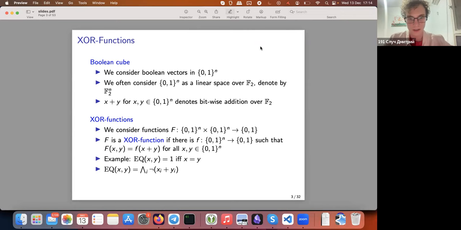One such function is equality, that is, a function which takes two arguments and is equal to 1 if the arguments are bitwise equal, and it can be expressed as a XOR function. It can be expressed as a conjunction of negations of XOR of input bits.